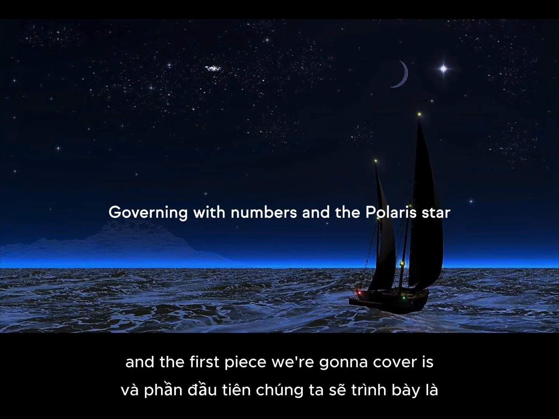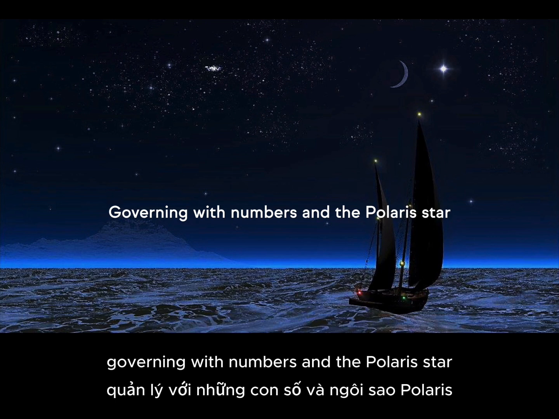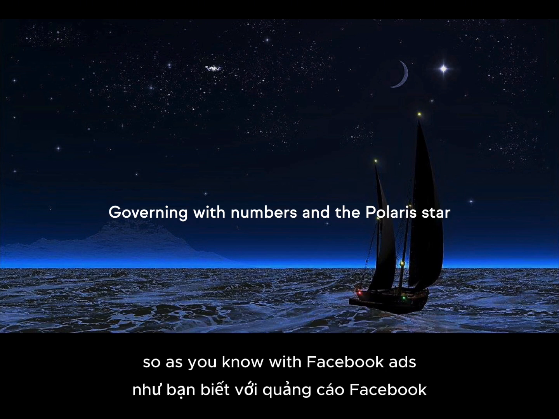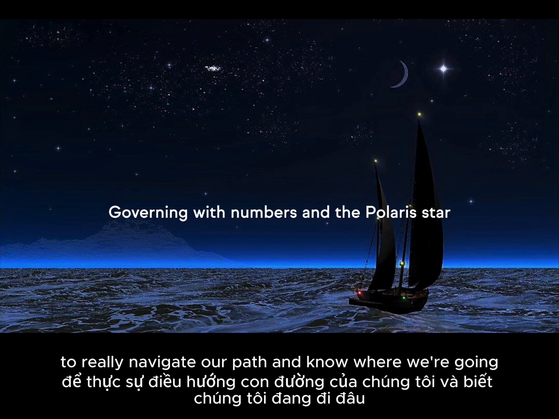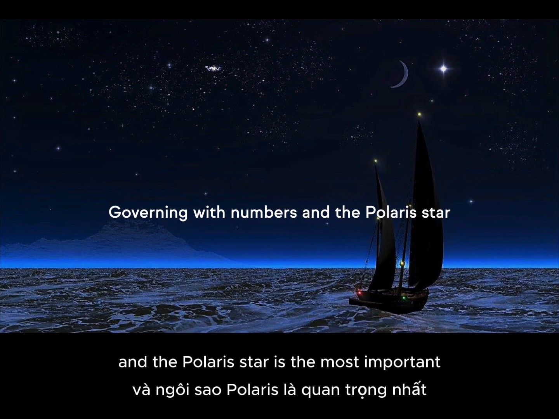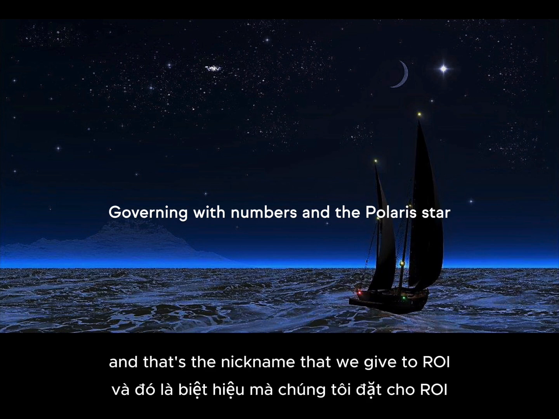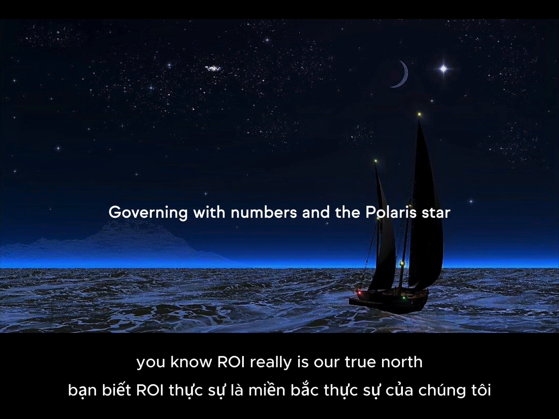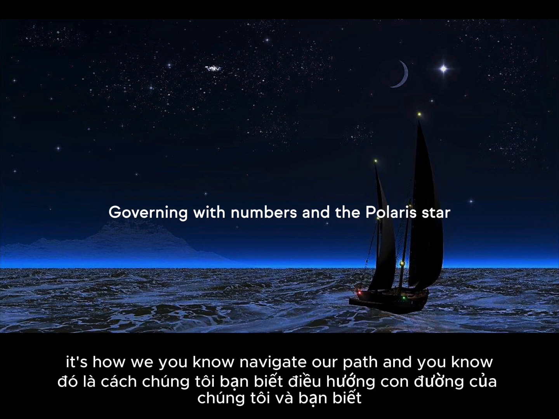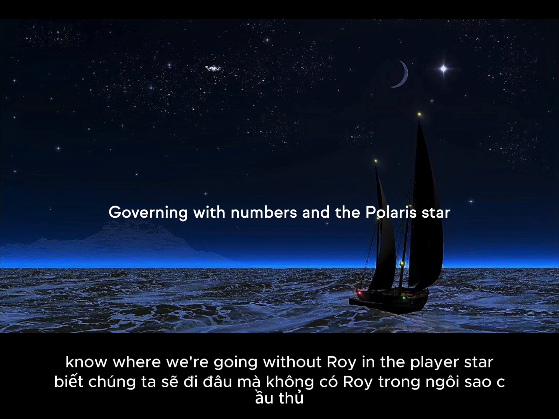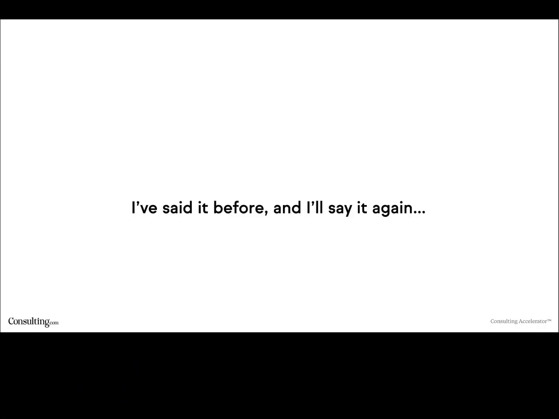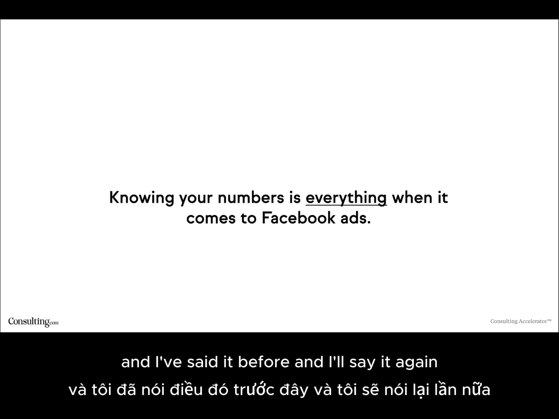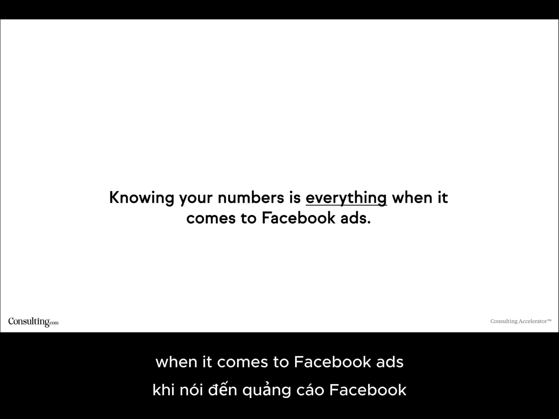The first piece we're going to cover is governing with numbers and the Polaris Star. As you know, with Facebook ads, numbers are everything. We use them to navigate our path and know where we're going. The Polaris Star is the most important number of all, and that's the nickname that we give to ROI. ROI really is our true north. It's how we navigate our path and know where we're going. Without ROI and the Polaris Star, we really have no idea what's going on. So this stuff is extremely important. I've said it before, and I'll say it again: knowing your numbers is everything when it comes to Facebook ads.